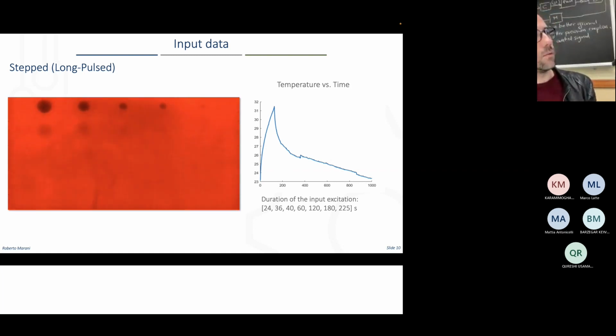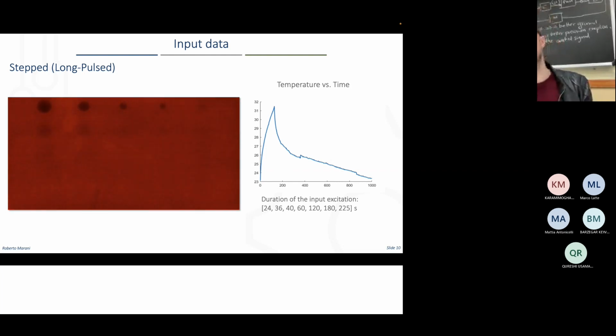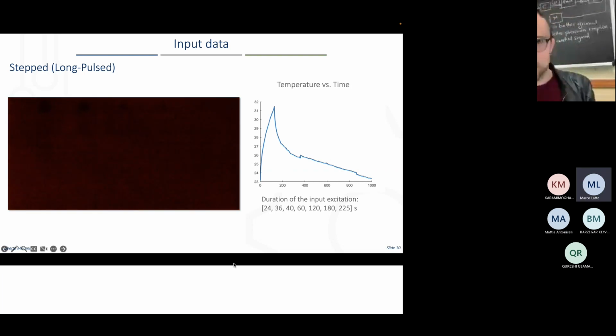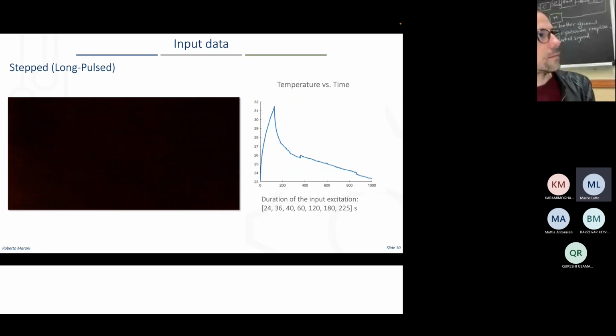Otherwise, with 25 seconds, for example, we can reach deeper defects, but we have lower resolution for those defects that are close to the surface. And again, sorry, Professor. What was the input excitation in this case?